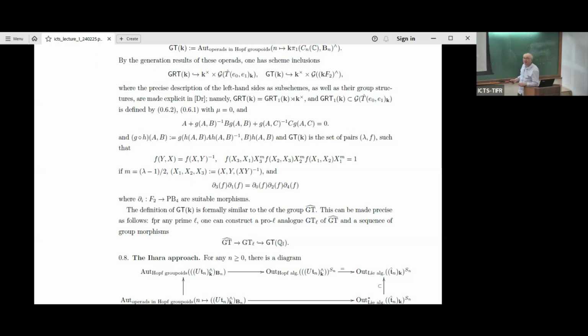Here, these are our familiar relations from GT. And in fact, now it's good to discuss the precise connection between pro-unipotent GT and GT from yesterday. So the point is that in Drinfeld, it's explained that you can construct a pro-l analog of GT hat, replacing everywhere profinite by pro-l, and then GT sub l injects into GT of Q_l.